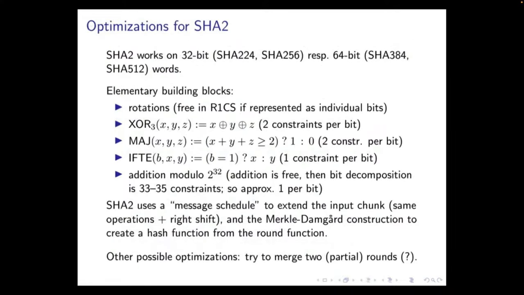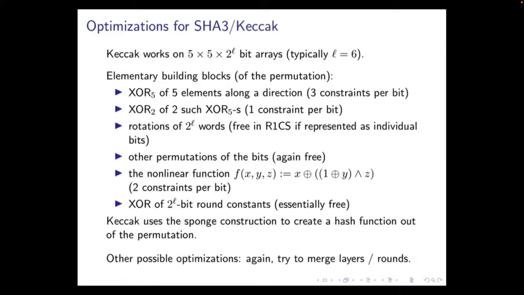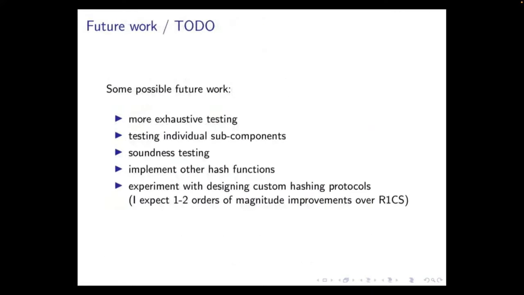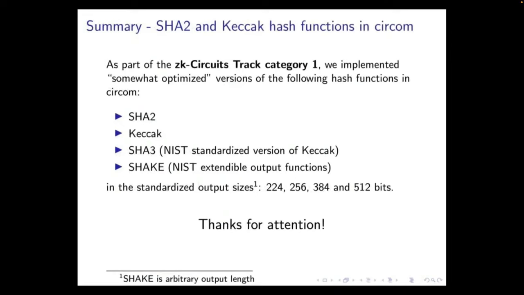SHA-2 is built from the following building blocks, operating on 32-bit words: rotations, right shifts, exclusive or, majority of 3 bits, if-then-else, and modular additions. Keccak is built from the following building blocks, operating on a 5x5x64-bit array: exclusive or, a fixed permutation, and a single nonlinear function using binary AND. There is some remaining work to do, for example, more exhaustive testing. Thanks for your attention.